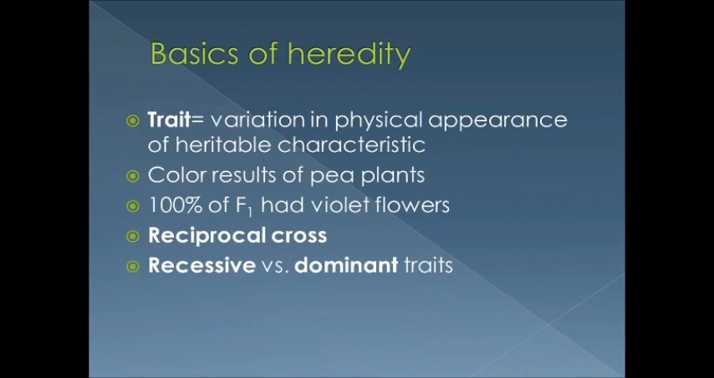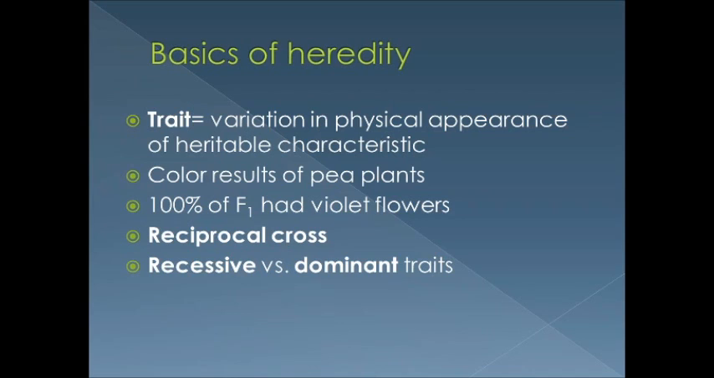A trait is a variation in physical appearance of heritable characteristics. So he looked a lot at specifically the color of the pea plants to start. He self-crossed offspring of the same flower color, and he determined that 100% of the F1 generation had violet flowers when he combined violet flowers with white flowers. The white flower trait disappeared when violet and white were crossed.